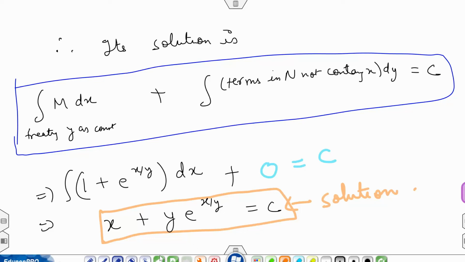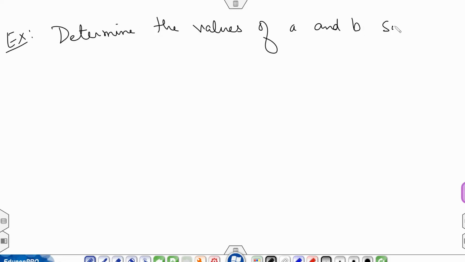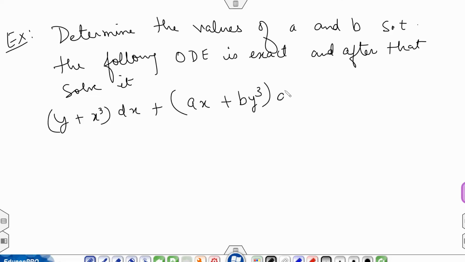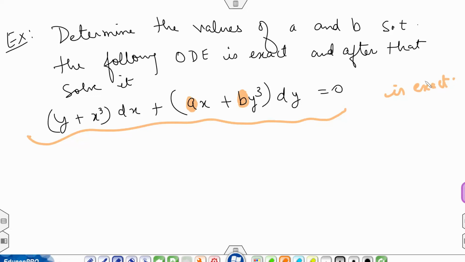Now let us do another example. So the question is: determine the values of a and b such that the following ordinary differential equation is exact, and after finding that you need to solve it. So this is my differential equation. What you need to do is find out the values of a and b for which this differential equation is exact. Okay, so let's see how we can do that.